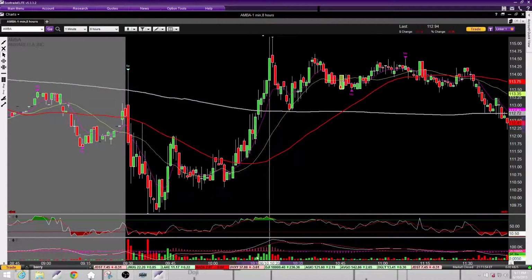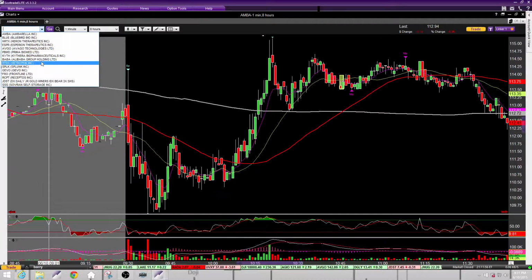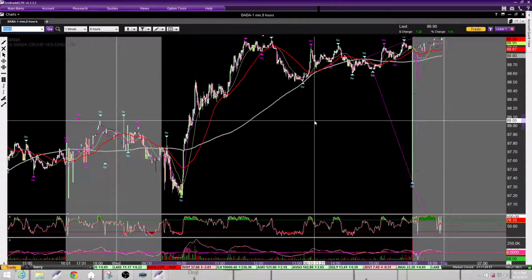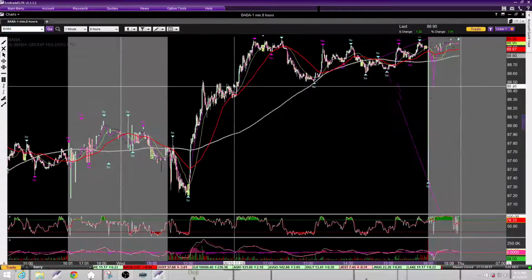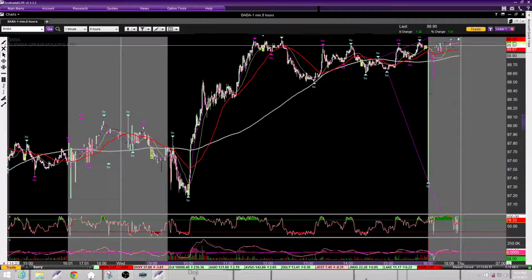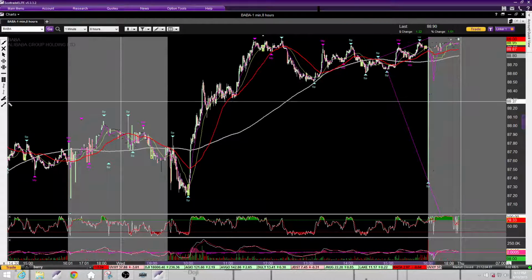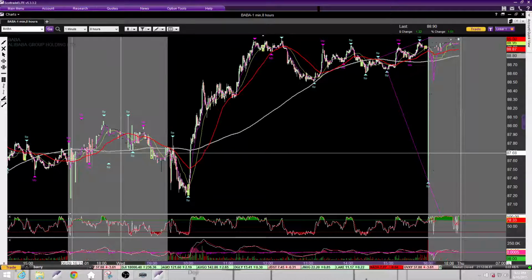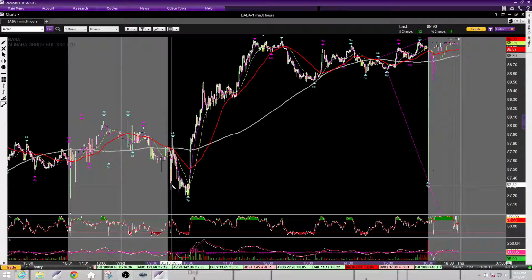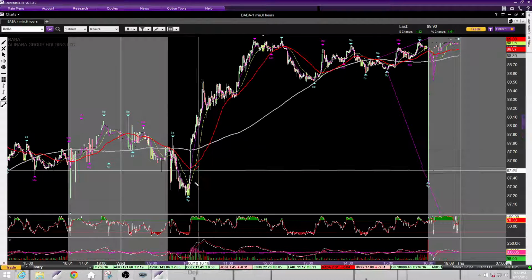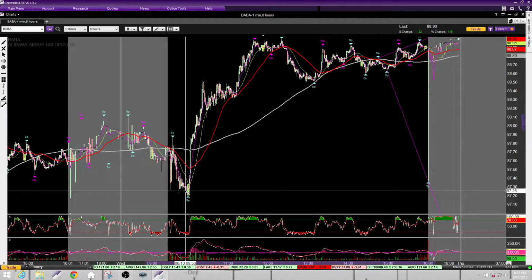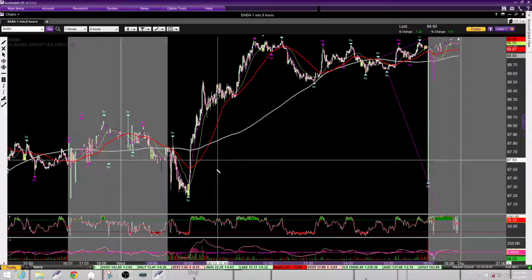Okay. And let's see what else. Baba was in play today. I missed a big play on Baba here. Should have gone. This was gapping up. Pull it open. We should have gone long from here. But again, same issue with this one. Just too much stuff to look at.